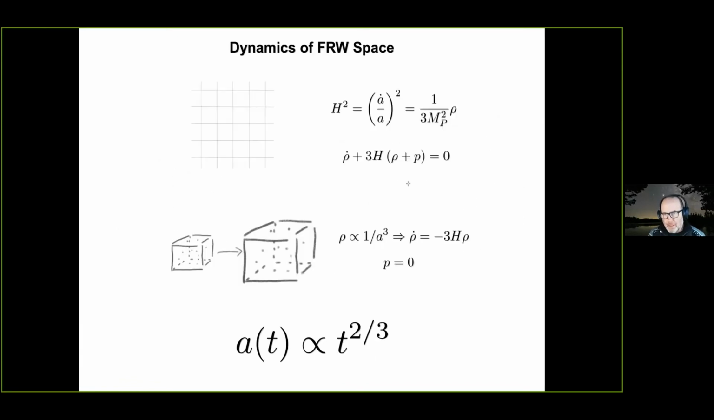If I plug this into the Einstein field equation, this tells me that, in fact, the equation of state for this stuff is going to have a pressure of 0. It's non-interacting. And I can solve the continuity equation for the energy density in this way, and then I can solve the Einstein field equation for the Hubble parameter. And what I find here is that the scale factor evolves as time to the 2/3 power. This gives you a nice example of how the universe is finite in the past. At time 0, that scale factor goes to 0, and I have an initial singularity.